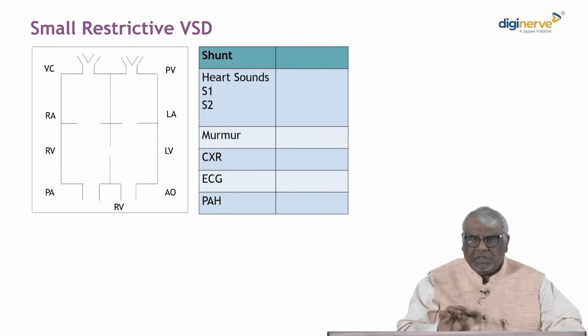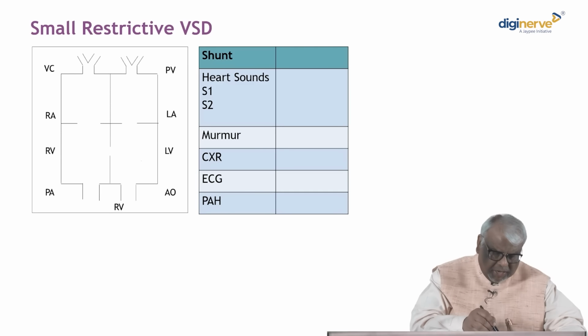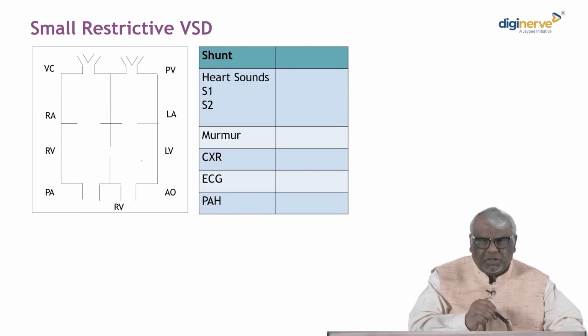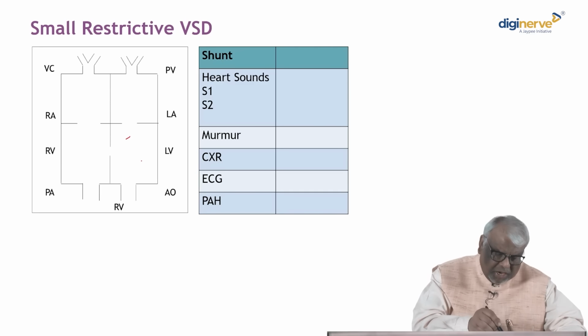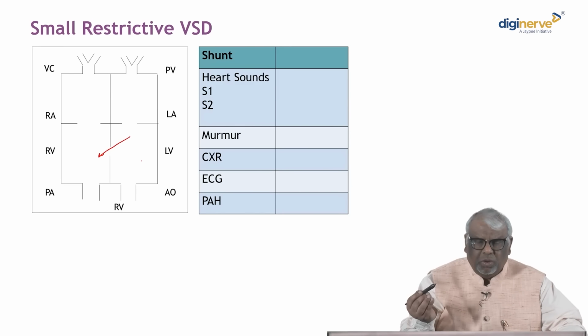This is a small restrictive VSD. Actually, the left ventricle starts contracting before the right ventricle. So, the shunt starts very early. So, it overlaps the first heart sound also.